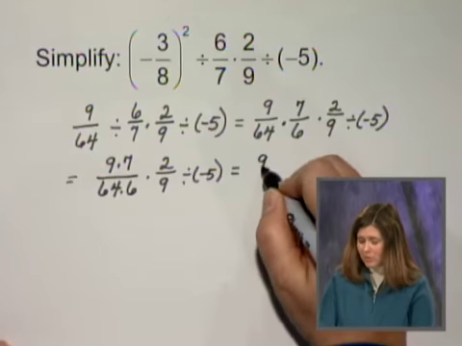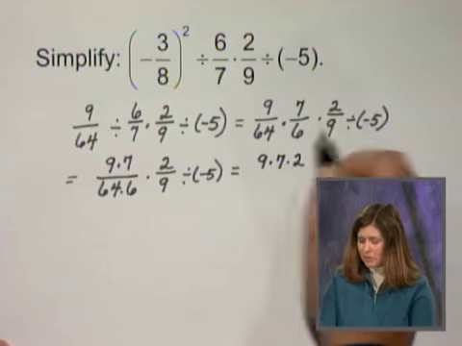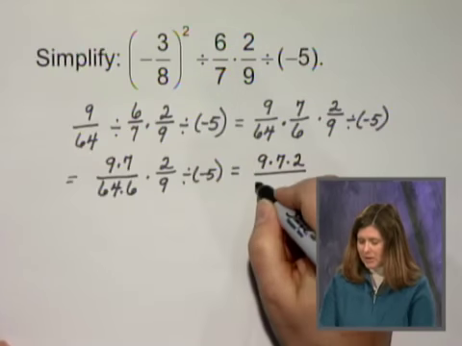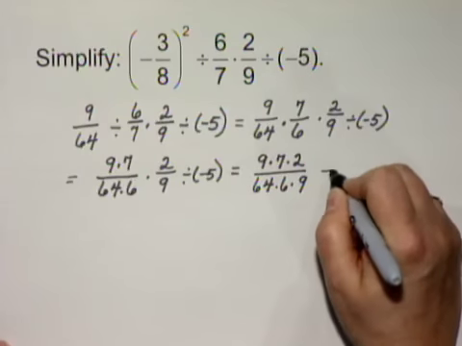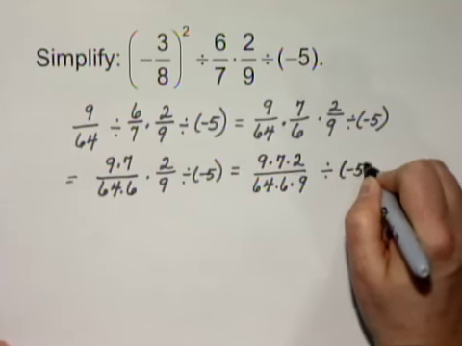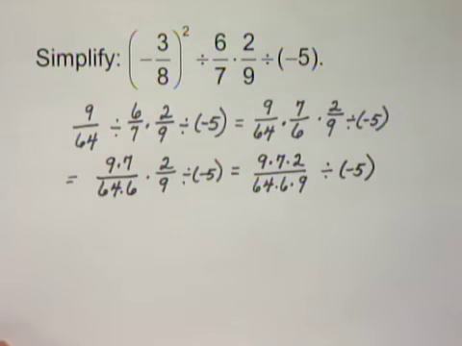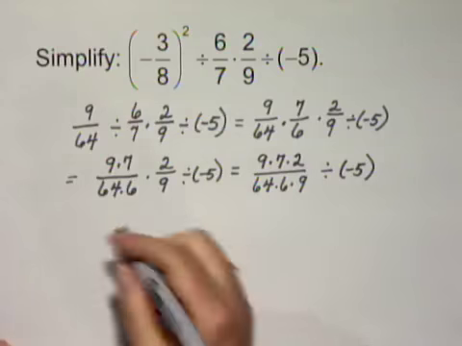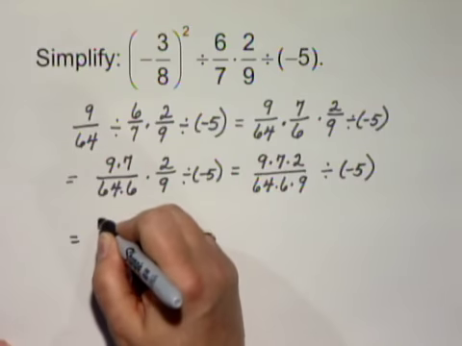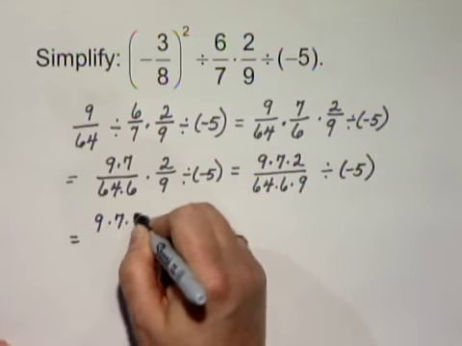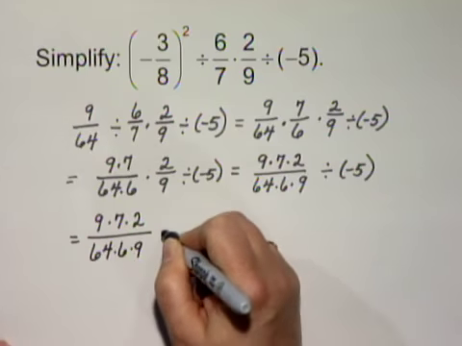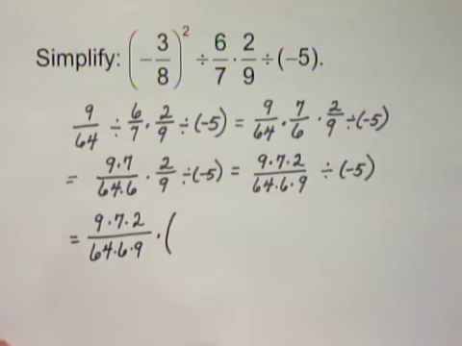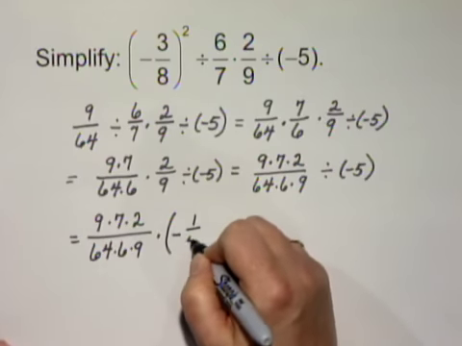I multiply the numerators. That'd be 9 times 7 times 2. I multiply the denominators. That's 64 times 6 times 9. And I'm left with one division, and that is I need to divide by -5. To divide by -5, I multiply by the reciprocal of -5, which would be -1/5. So let me write that out. My 9 times 7 times 2 over 64 times 6 times 9 times the reciprocal of -5, which is -1/5.